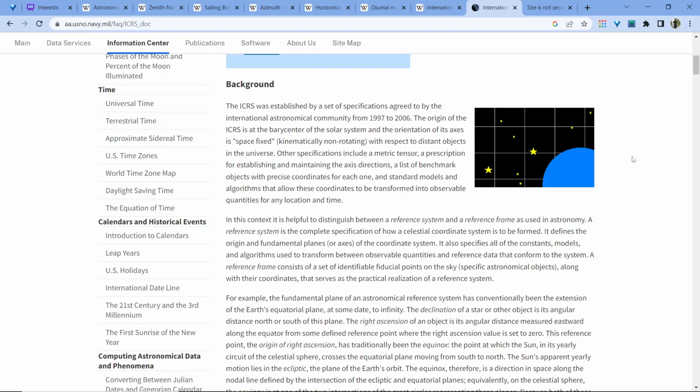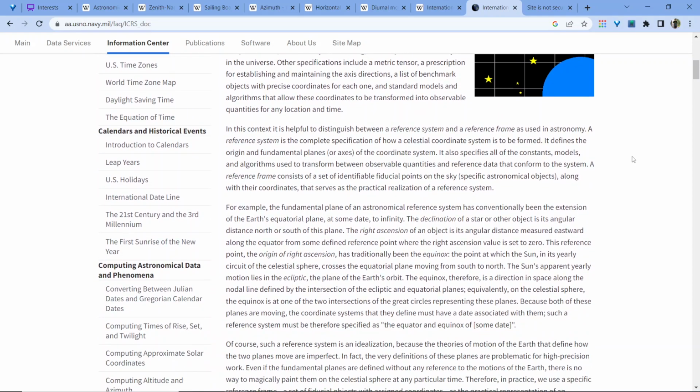In this context, it is helpful to distinguish between a reference system and a reference frame as used in astronomy. A reference system is the complete specification of how a celestial coordinate system is to be formed. It defines the origin and fundamental planes or axes of the coordinate system. It also specifies all of the constants, models, and algorithms used to transform between observable quantities and reference data that conform to the system. A reference frame consists of a set of identifiable fiducial points in the sky, specific astronomical objects, along with their coordinates, that serves as the practical realization of a reference system.